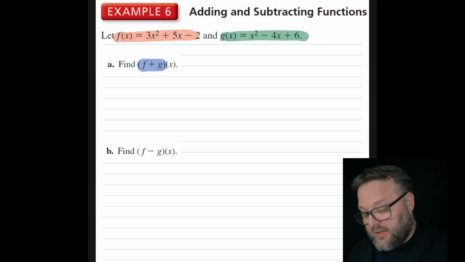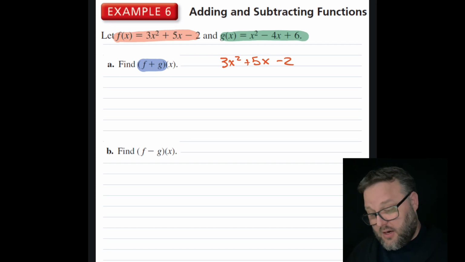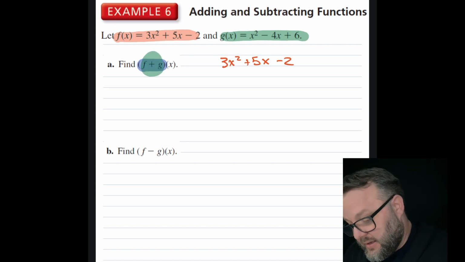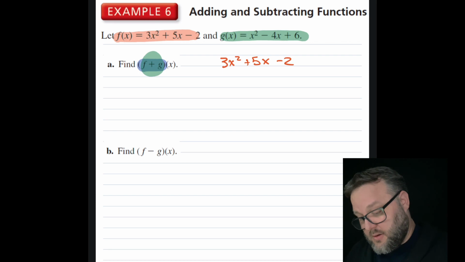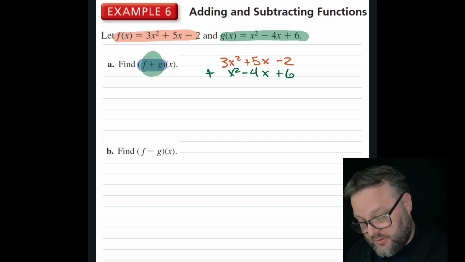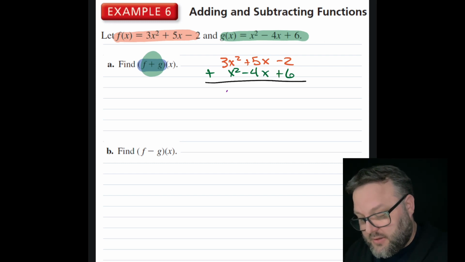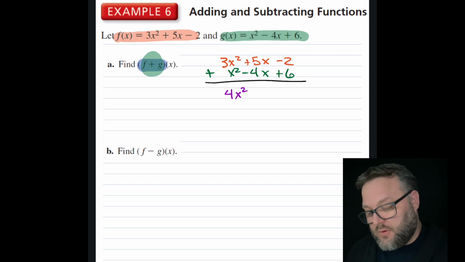So all that means is I'm going to take the function of x, 3x squared plus 5x minus 2, and I'm going to add the x squared minus 4x. And notice how I'm just lining up my like terms. So now when I add them, I can get 3x squareds and another x squared means 4x squared.